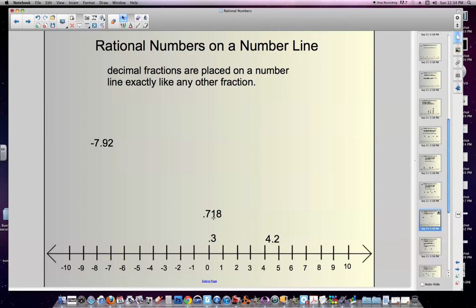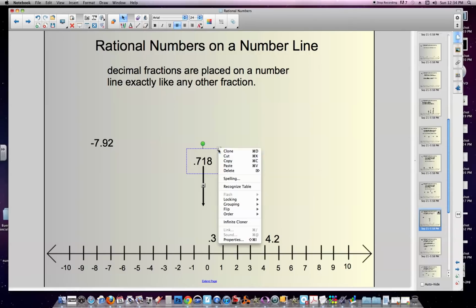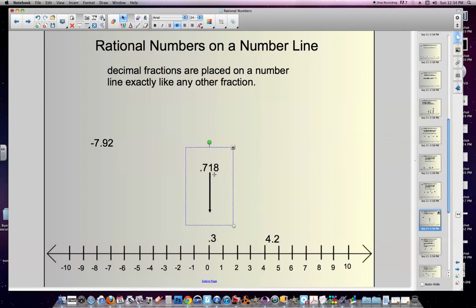0.718. Okay, so I need to go up 7/10. So I'm going to go up, let me get an arrow here. That'll make it a little bit easier to see. And let's make that a group. There we go. All right, so I'm going to go up 7/10. 1, 2, 3, 4, 5, 6, 7.